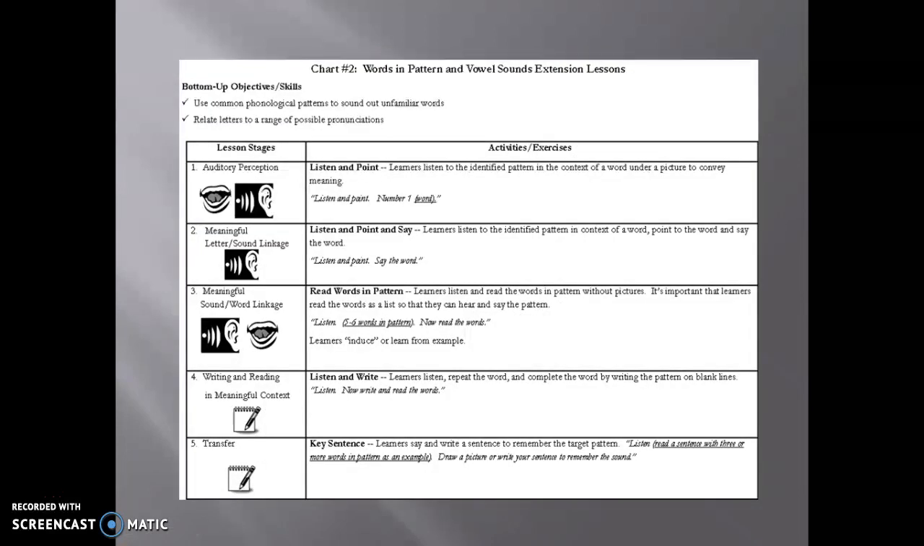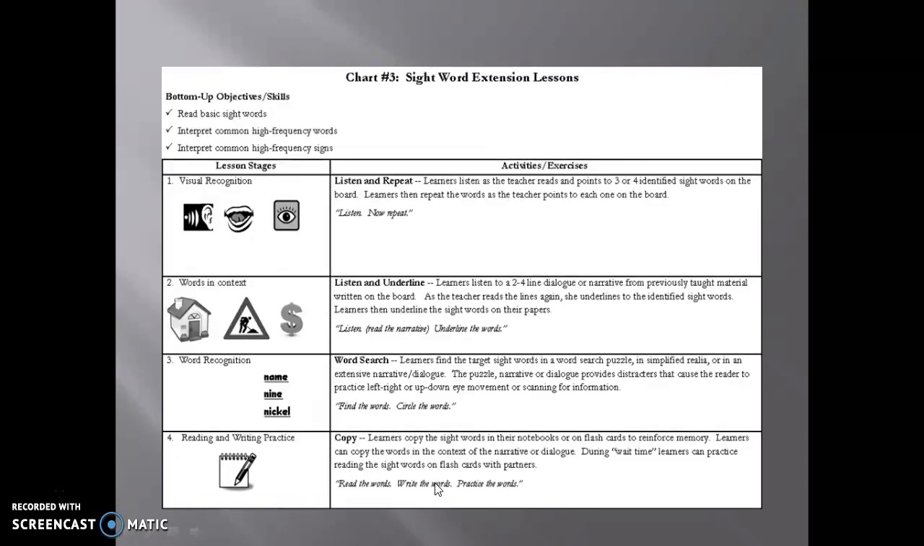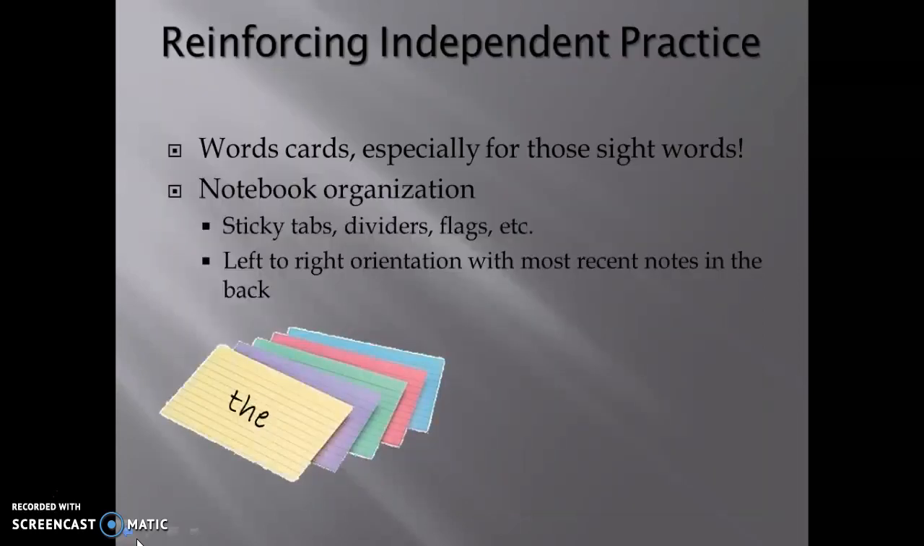The second chart is words and pattern with vowel sound extension lessons. Here are the skills, and here is what you're going to develop, beginning with the bottom, right? Going down the list to the higher thinking strategies, and then these are the activities. And finally, sight word extension lessons. Sight words require reading, so we're going to begin with the visual recognition this time. Here are the skills. We're going to move up in cognitive abilities to reading and writing practice. So download those and copy them and bring them to class.